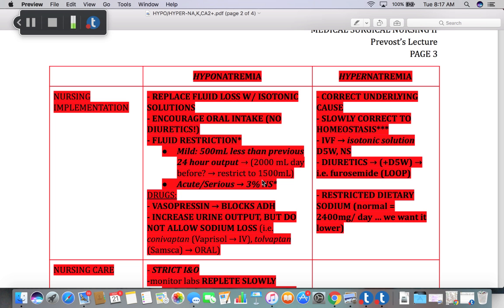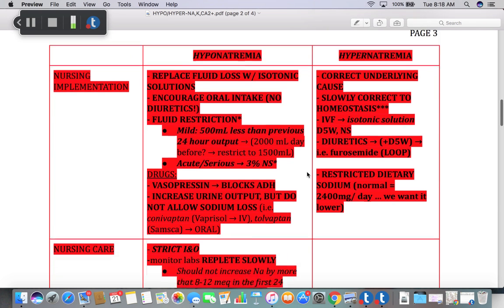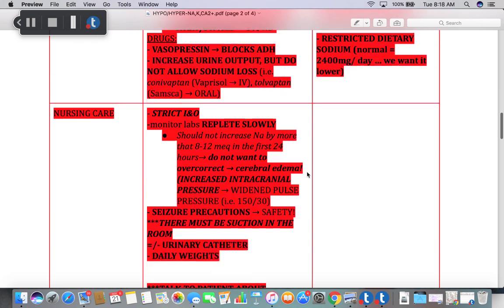For hypernatremia, you're going to correct the underlying cause and try getting your patient back to homeostasis. IV fluids you're going to give isotonic, always start out with that. And then you might have to give them D5W and also loop diuretics such as furosemide. That will help with hypernatremia. Your patient's going to be on restricted sodium. So since normal is 2,400 milligrams per day, we want your patient on a low sodium diet just because they're already hypernatremic. You don't want them taking in more sodium.